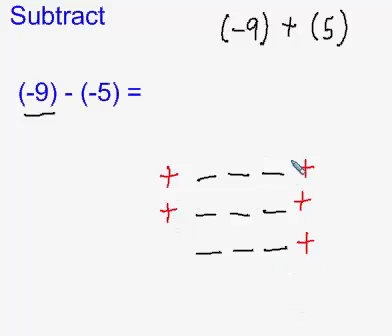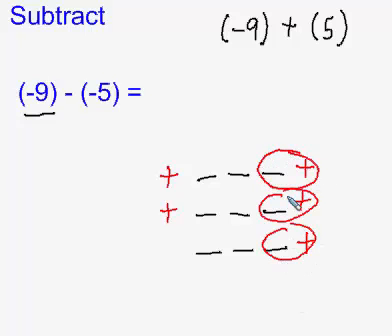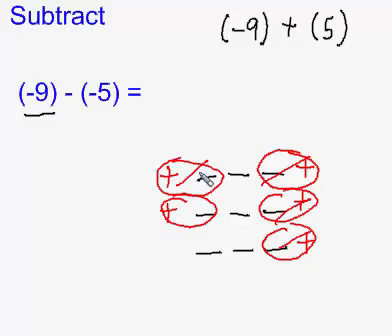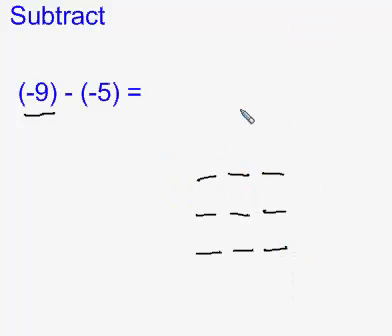Then I could say that a positive chip and a negative chip cancel each other out, so these would be gone. These pairs would cancel out and be gone, leaving me with 1, 2, 3, 4 negative chips, and my answer then would be negative 4. The other way to do the problem would be not to change the subtraction problem into an addition problem and leave it as it was.